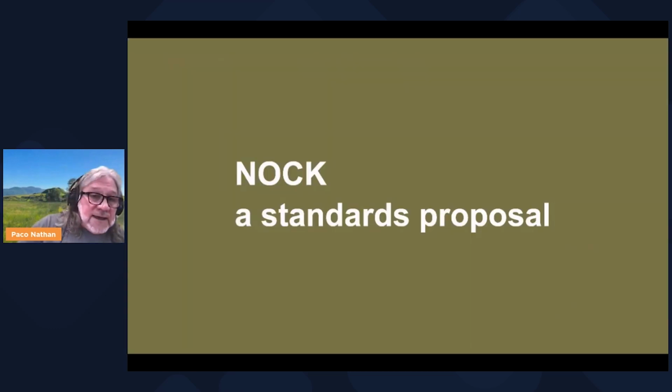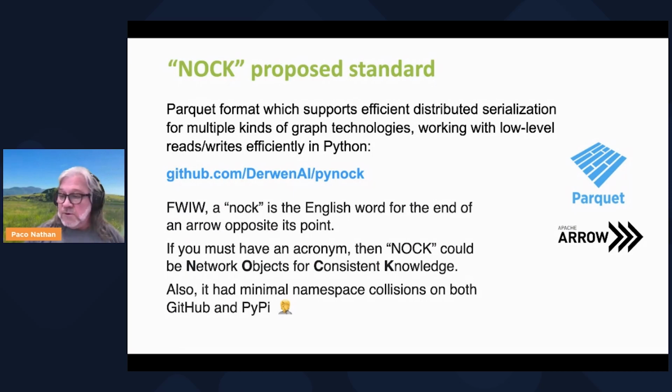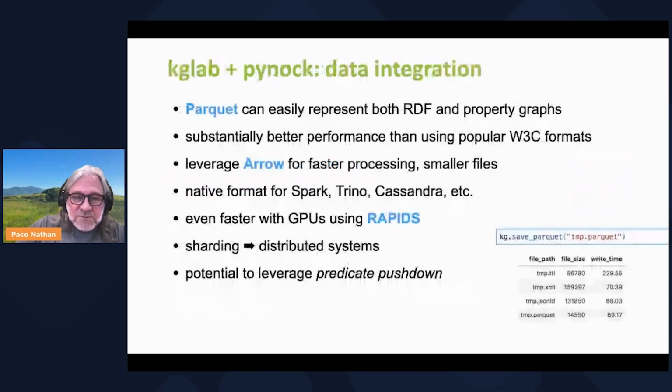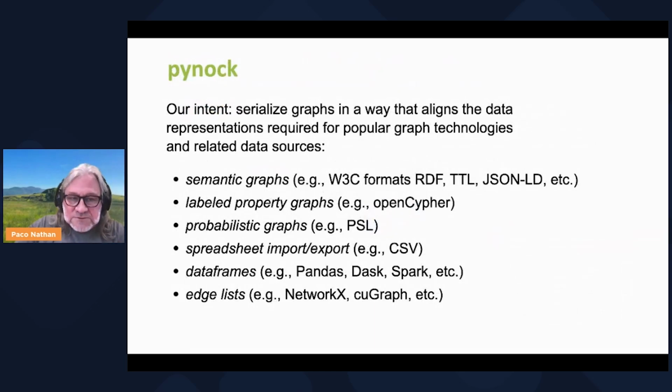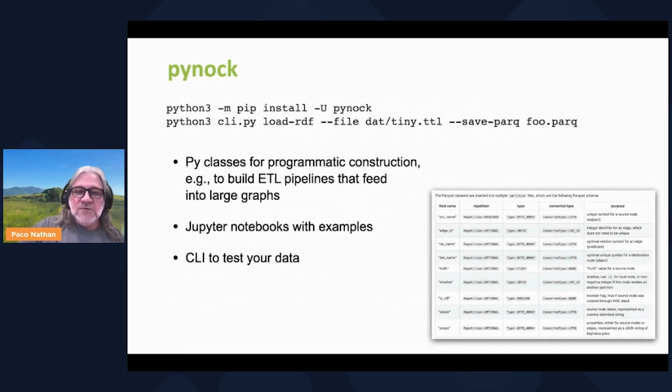In the time remaining, I want to add real quickly, we've got a proposed standard. We found in our work, especially with customers, that as it turns out, Parquet is really effective for managing graph data. In particular, we've put together a way of using Parquet to get a couple of orders of magnitude increase. And it also really aligns with the ETL tools like Spark and Trino and Cassandra, et cetera. We have a way of representing semantic graphs, label property graphs, probabilistic graphs, imports from spreadsheets, imports from data frames, exports to edge lists, etc., all in a common Parquet format. So here's some tools for exploring that and using that with your data.